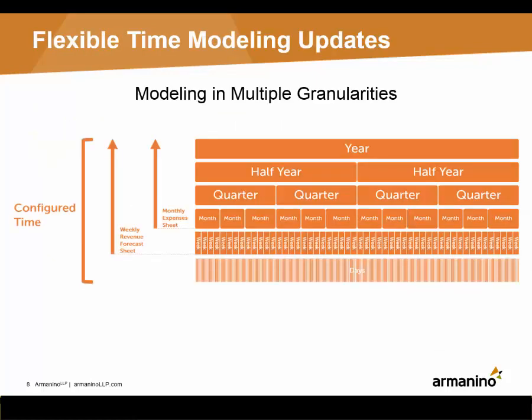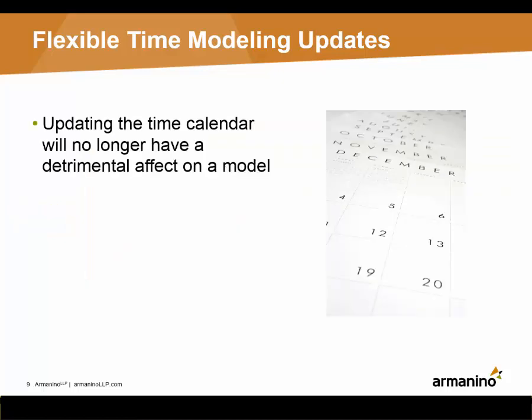Probably the biggest change in this release is the support for modeling in multiple granularities. This allows modelers to choose what granularity of time to set for a particular modeled or cube sheet. Now data can flow between sheets of different granularities. Another big change is when you're updating the time calendar, you no longer wipe out your previously existing data. Be sure to use the update option when importing the edited calendar.